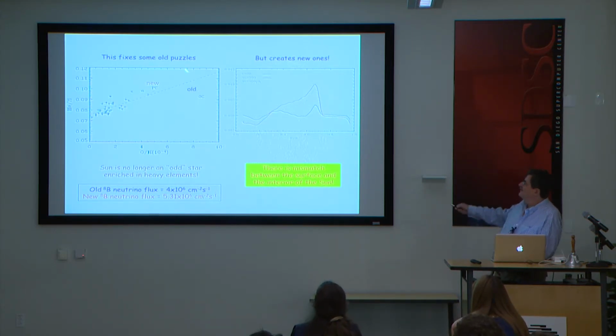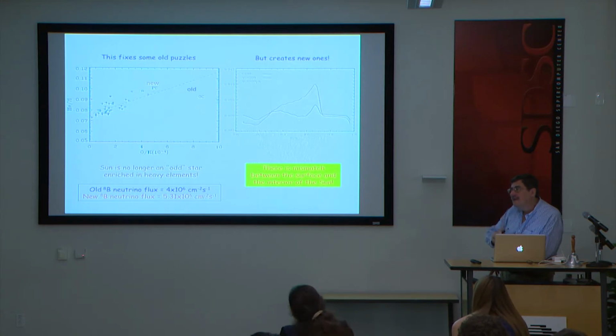But the new abundances, this actually pushes back to the straight line where all the other stars are. So clearly we have faith in this new abundance. It brings the sun in agreement with other stars. But it creates new problems.